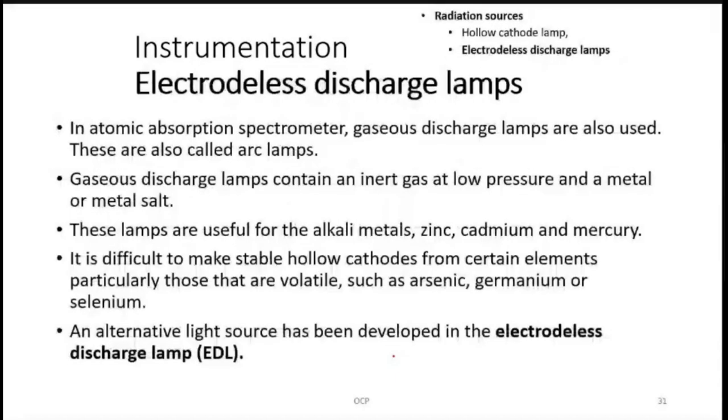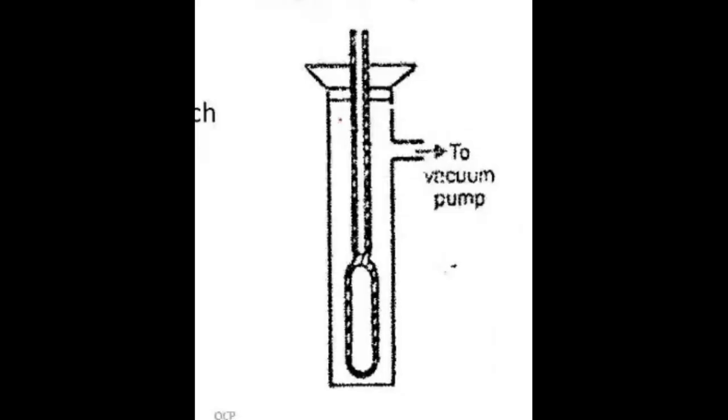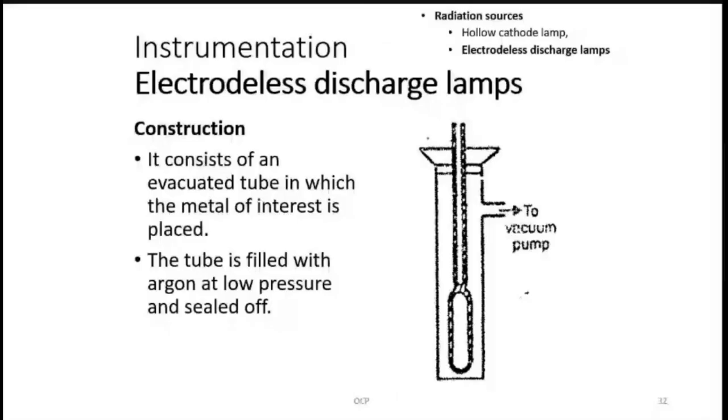Now, the second type of electromagnetic radiation source is the electrodeless discharge lamp. Observe the construction here. Whichever element you want to analyze, suppose it is copper again, you will create a metal piece which will be inserted into a tube. That tube will be connected to vacuum. The tube may be filled with low pressure argon gas, and then this is sealed. So in the tube you have only argon, and that argon is maintained at low pressure.